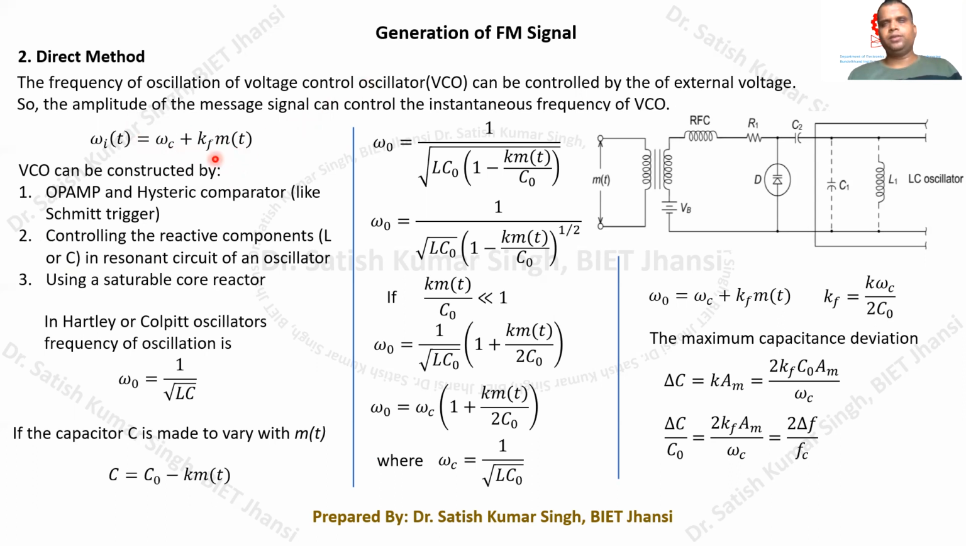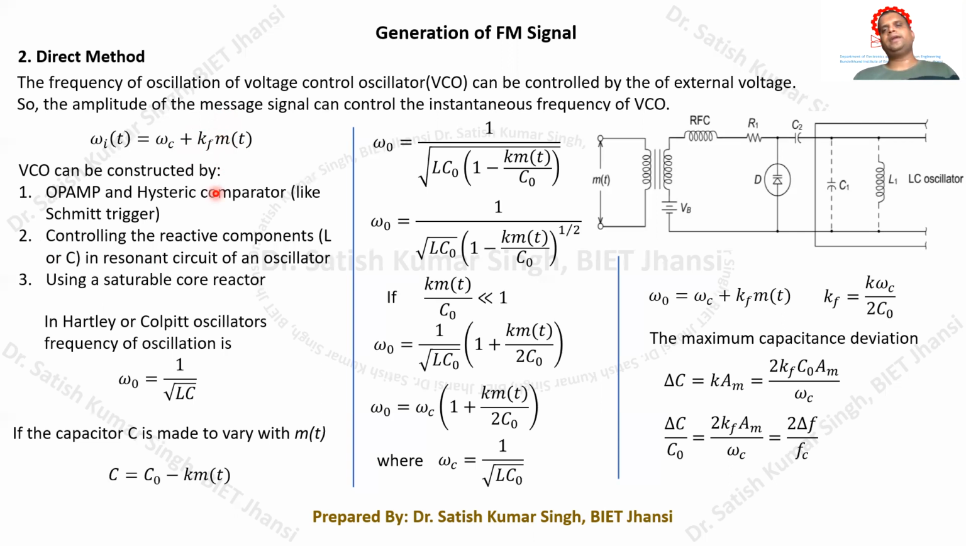As we have already defined kf maybe in hertz per volt, at that time we had defined the equation fi equals fc plus kf m(t). So if we define it this way, then kf will have a different unit. It should be in radians because we need to multiply it with 2 pi. That way we will be able to get this equation in radians per volt.